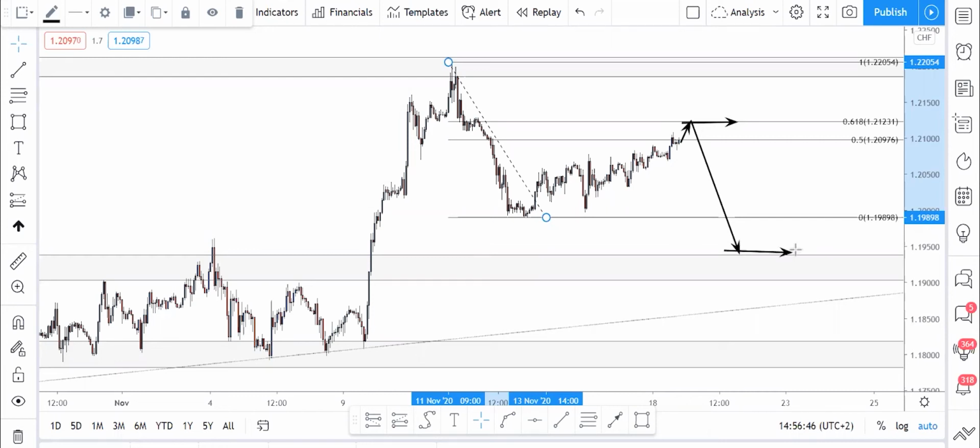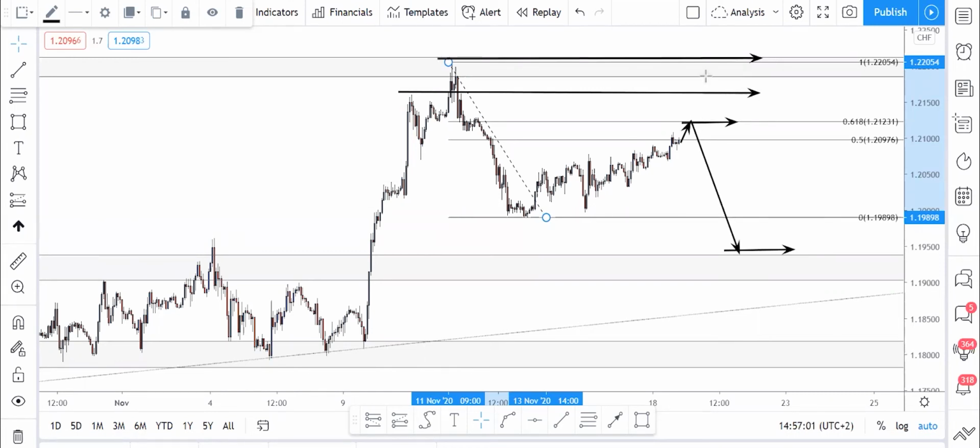Why do we get out here? Because we don't know what's going to happen when price reaches this demand zone here. As for your stop loss, you can hide it about that high there, the nearest high. But if you want to hide it there, it's also fine.